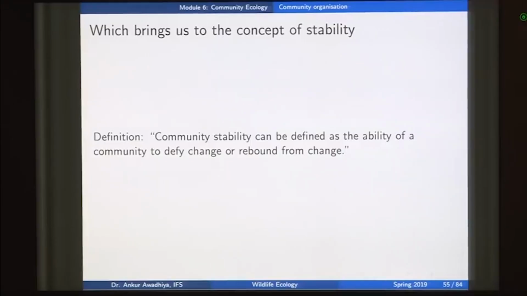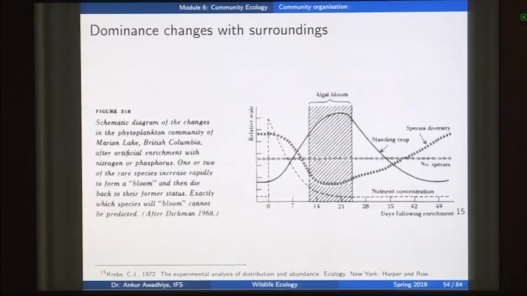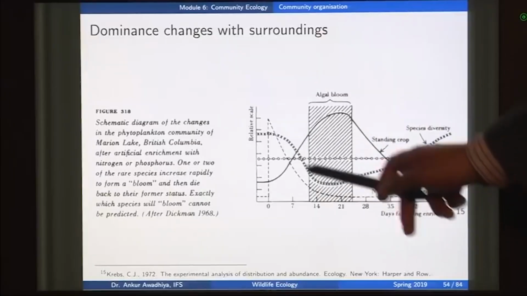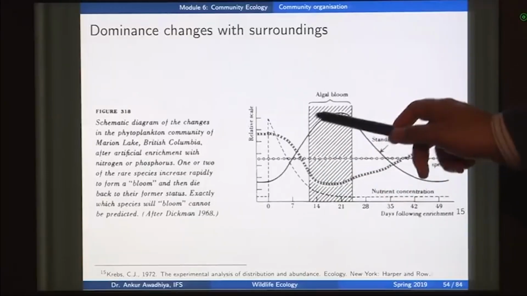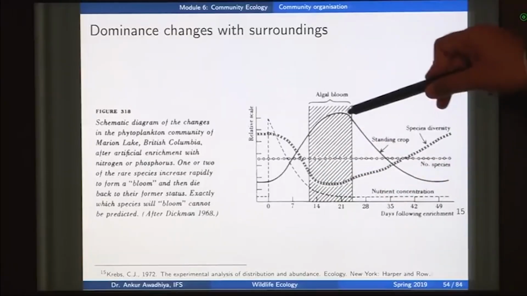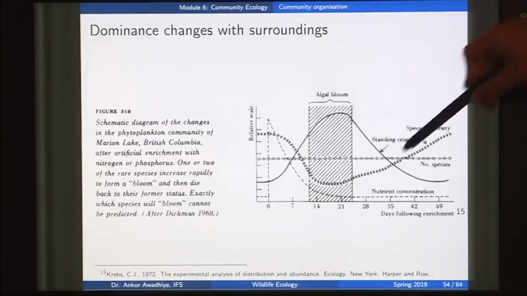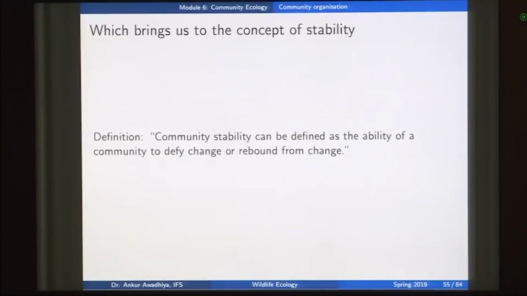So, in our example of this lake, the community did suffer from a change, a decline in species diversity and an extensive increase in the standing crop, but then it was able to rebound back. It was able to bring all these values back to normal. So, the ability of a community to defy a change, to resist a change, or to rebound back from the change is known as community stability.